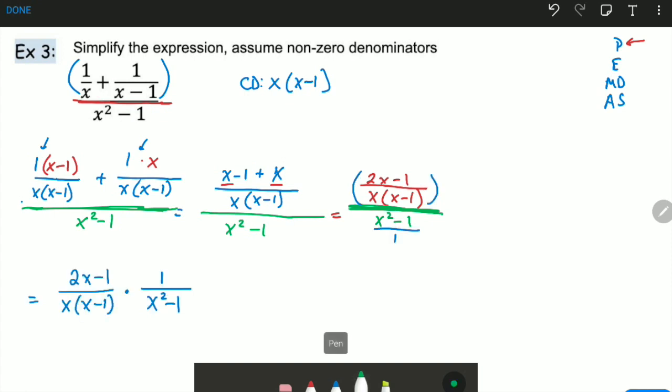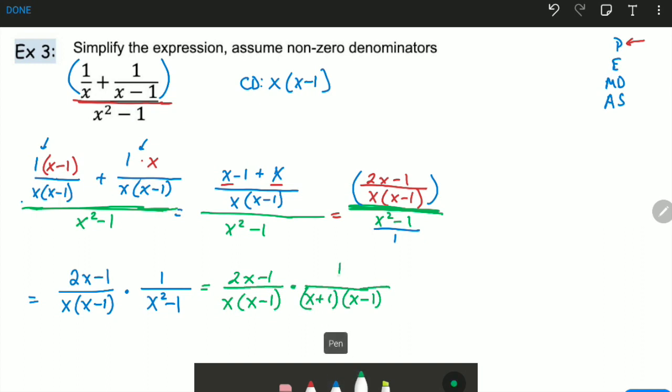Now our process is to factor everything and to try to cancel, because this is now a multiplication problem. I can factor stuff. It doesn't really look like anything is going to cancel. 2x minus 1 can't be factored. x and x minus 1 is already factored. But x squared minus 1 can factor into x plus 1 and x minus 1.